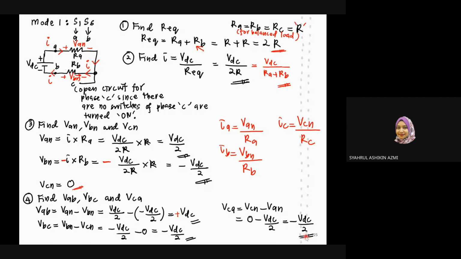So this is the analysis that needs to be done in each of the modes. 4 steps: number 1, you need to find the equivalent resistor.